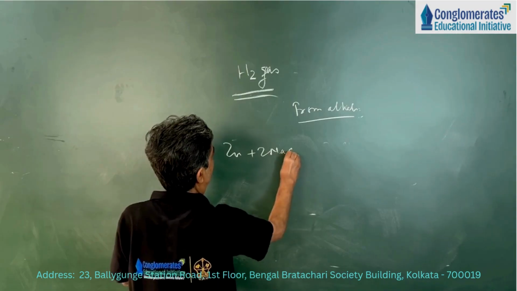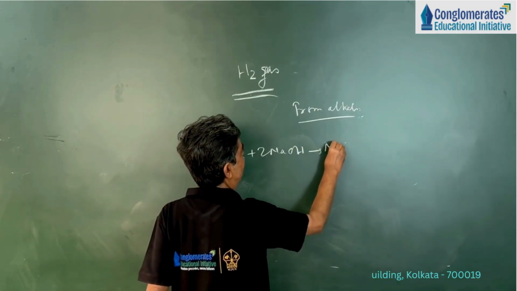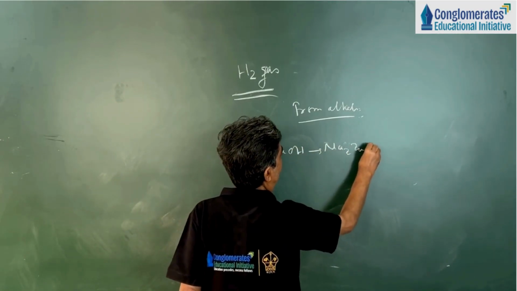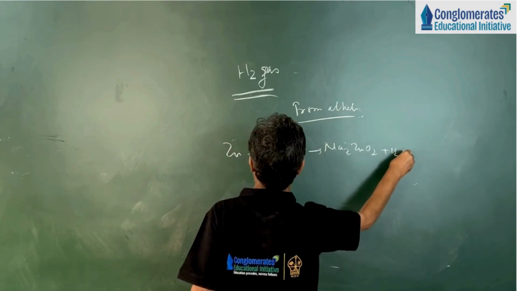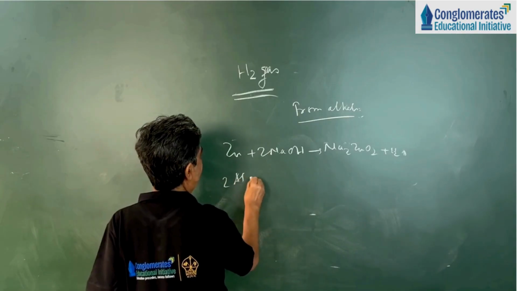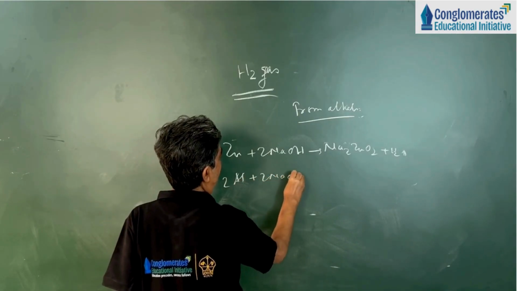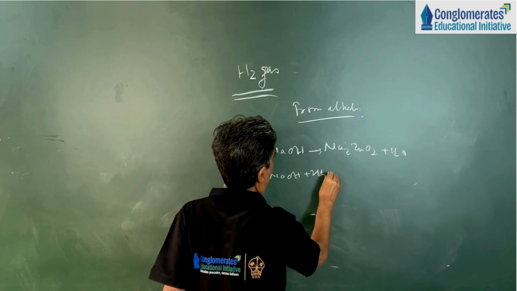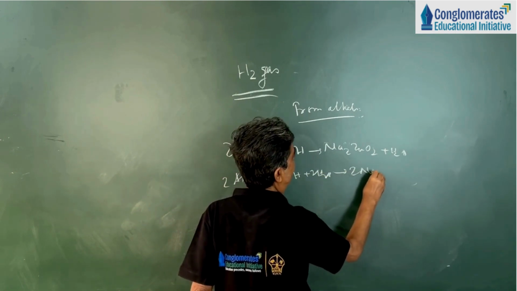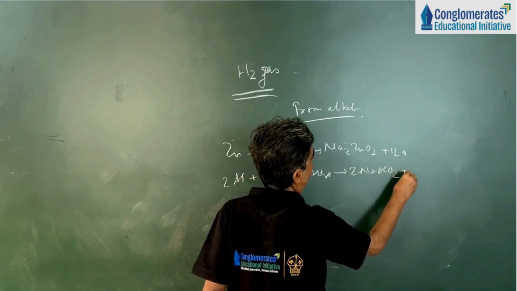Zn plus 2NaOH, we get Na2ZnO2 plus hydrogen gas. Aluminium: 2Al plus 2NaOH plus 2H2O, we get 2NaAlO2 plus 3H2.